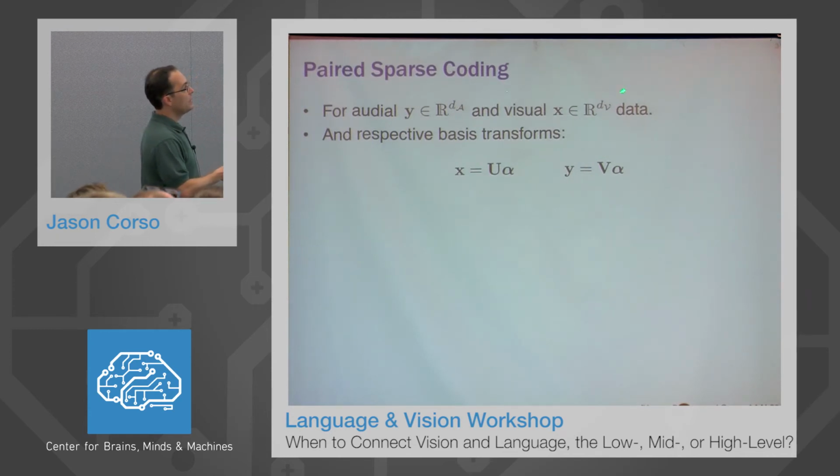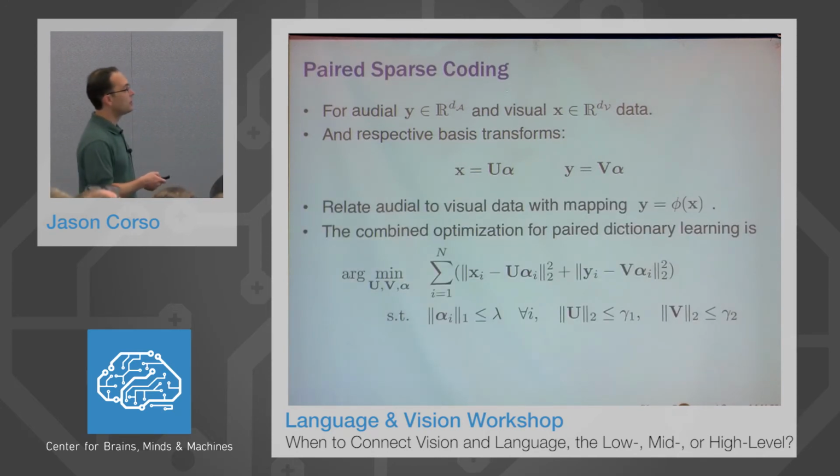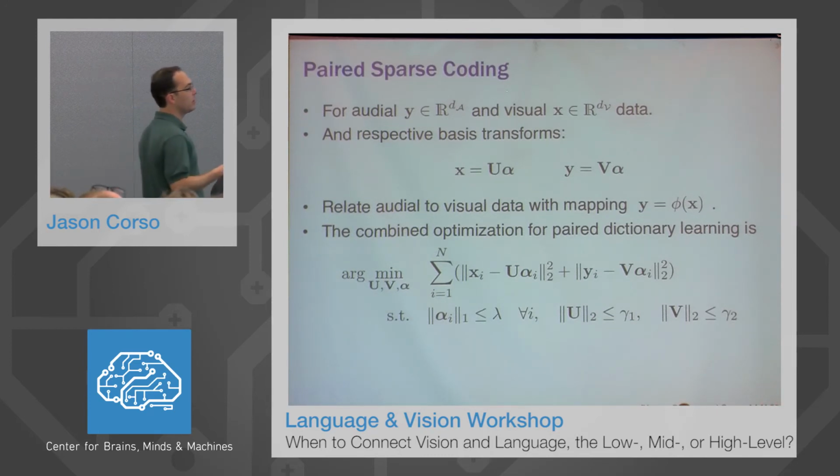Okay, and with these two feature vectors, we have respective sparse basis transforms, right? So U is a basis matrix for the visual representation, V is the basis matrix for the audio representation, and alpha is a sparse vector that's paired or linked across these two basis spaces. So this is not really a joint embedding, it's sort of a linked embedding, if you will. Okay, and we want to essentially learn the mapping y is phi x, and learn the inverse, x is phi inverse y, right? And we can write this down as a combined paired dictionary learning problem.